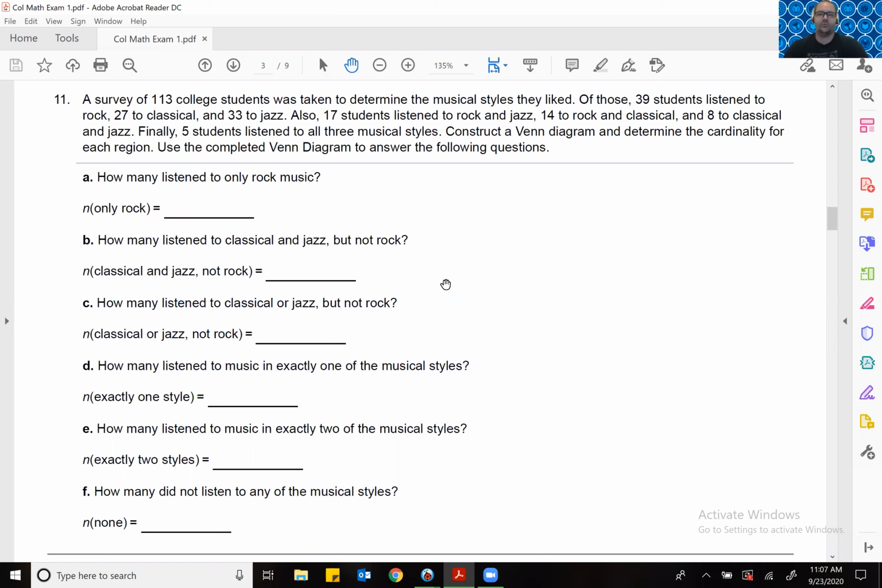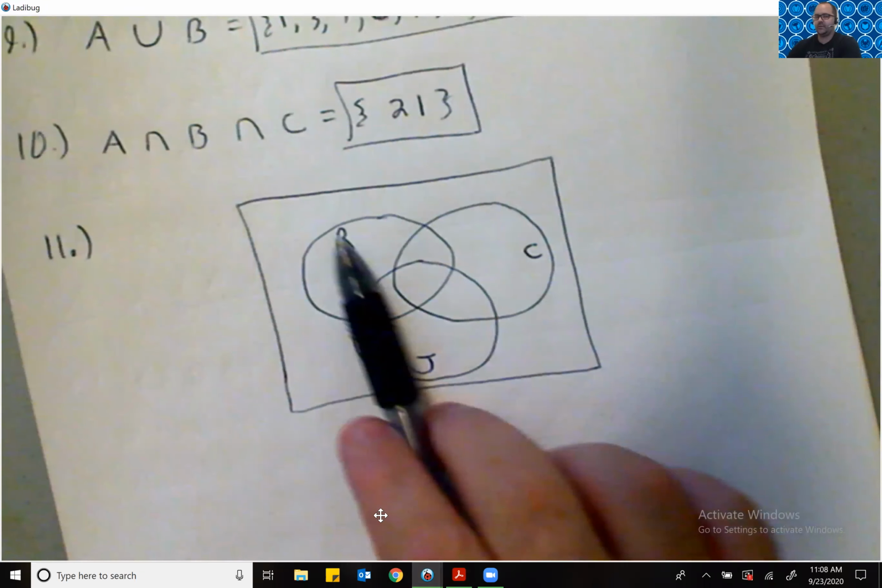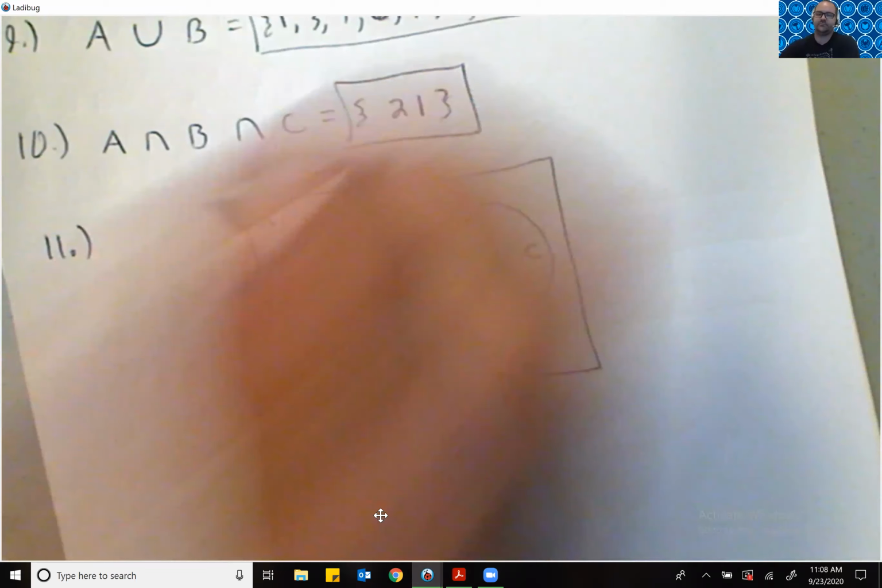All right. What's another circle we're going to call? What's another circle? I'm guessing the other two would be called classical and jazz. You got it. There we go. So we have a Venn diagram that looks like this. Rock, classical, jazz. And then out here, this is the universe.